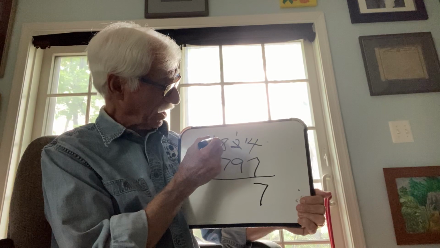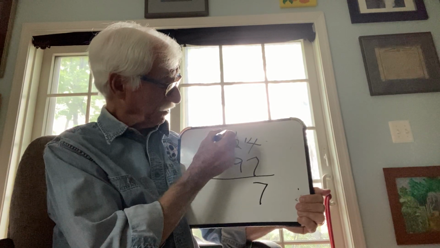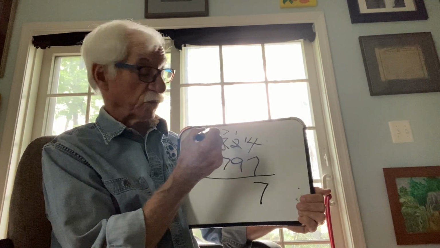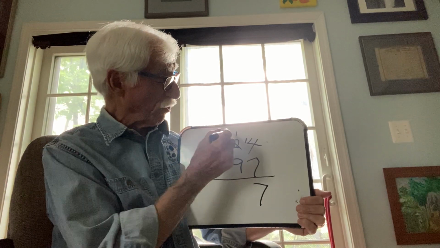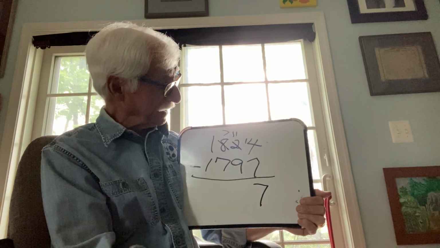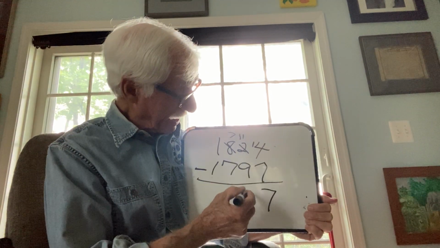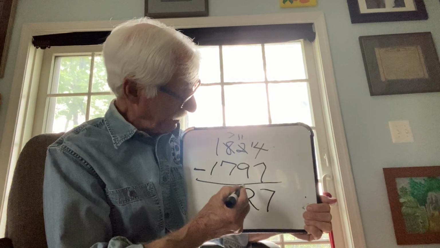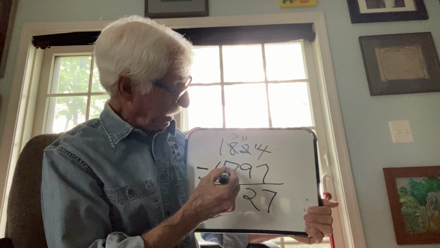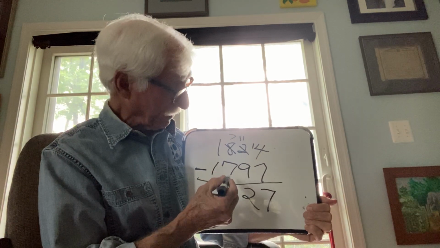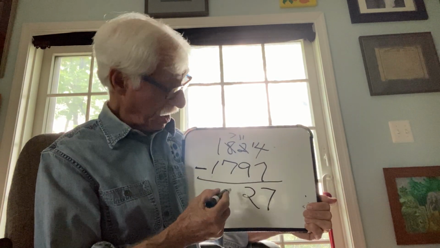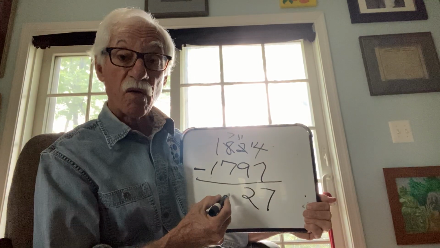So I come over here to the hundreds, take 100, leaves me with 7. Take that 100 and regroup it into 10 tens. Now I have 11 tens. Can I take away 9 tens? I sure can. I get 2 tens. 7 hundreds, take away 7 hundreds, 0 hundreds. Do I need to put a 0 there?